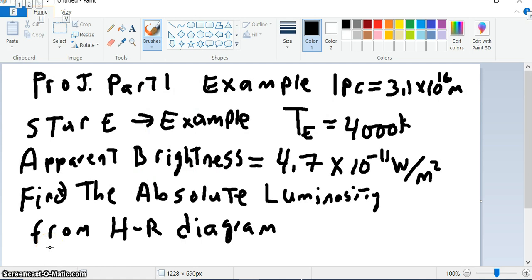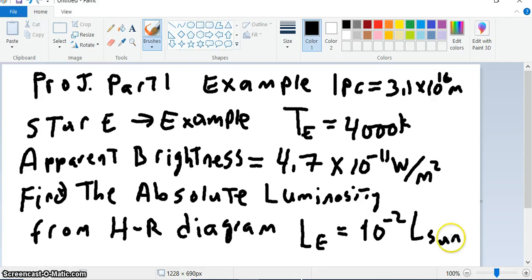Right, and so we just did this. The luminosity of our example star is equal to 10 to the -2 times the luminosity of our sun. And you might remember that the luminosity of our sun is 4 times 10 to the 26th watts. All right, so let's continue this problem.